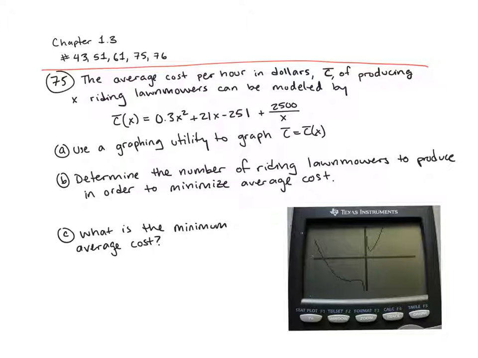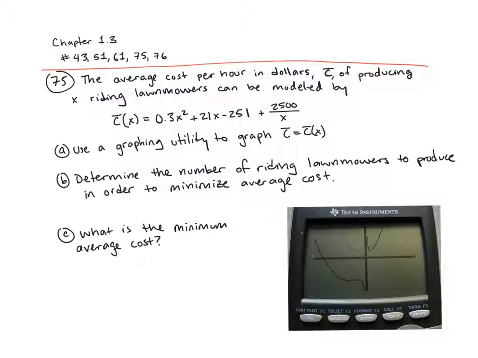I had to zoom way out. I think my window is, my x minimum is -100 all the way up to an x maximum of 100. And then my y-axis is negative 1,000 up to positive 1,000. So it's a big graph. Okay, so what they want us to do is determine the number of riding lawnmowers to produce in order to minimize the average cost. All right, y'all, so here is the deal.